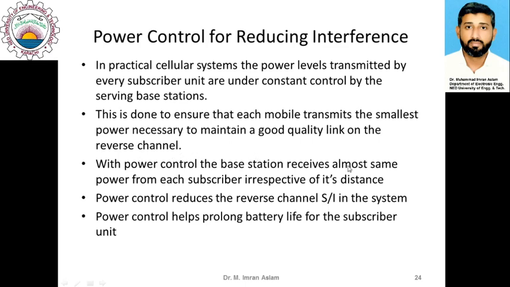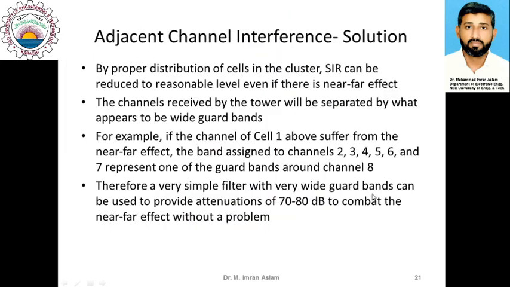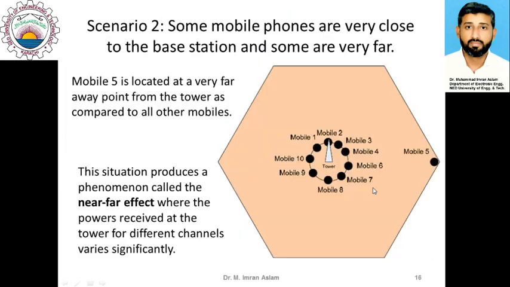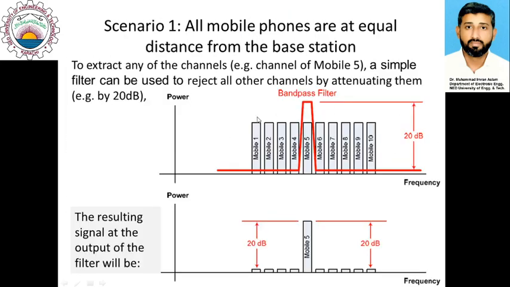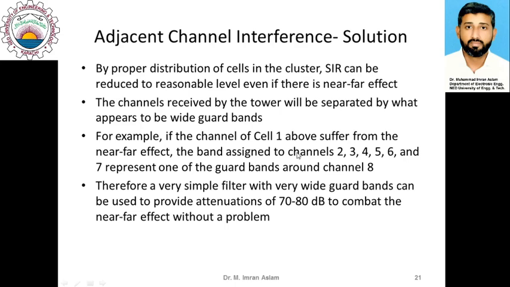So with this power control, all the received signals from all the mobiles in the cell are approximately at the same level, and because all the signals are at the same level, the signals received at the base station will appear like scenario number 1 that we discussed, which can be easily extracted by filtering.